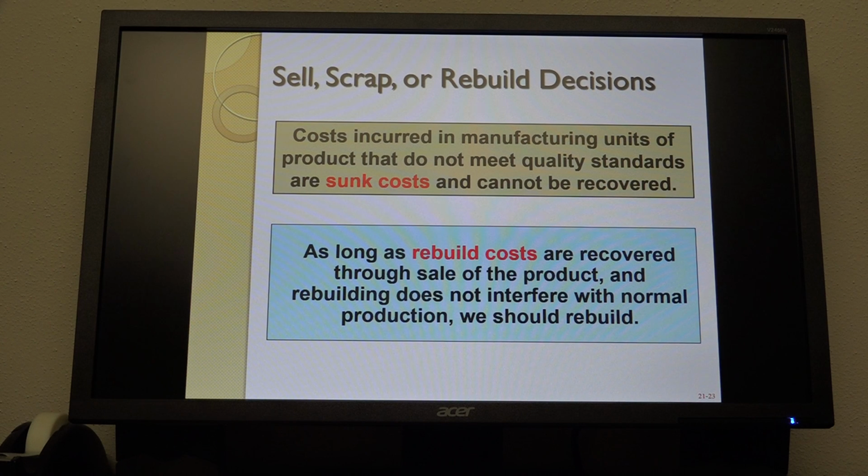One other type of decision I want to talk about is sell, scrap, or rebuild decisions. And so here what you have is a product that you manufactured that for some reason or another is not up to standard and therefore cannot be sold as is, at least not in your regular market, not at the regular price you would normally sell it.